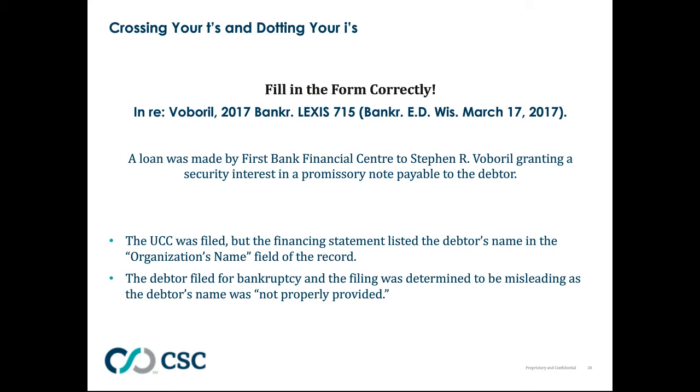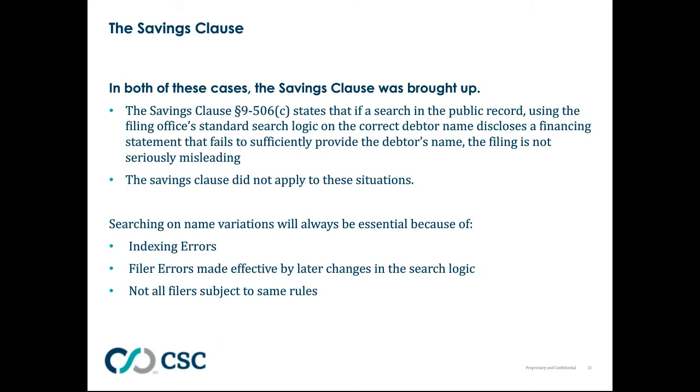Now, I do want to mention briefly the savings clause. In both of these cases, the savings clause was brought up. And what the savings clause states is that if a search in the public record using that filing office's standard search logic on the correct debtor name discloses a financing statement that has the debtor's name with like a variation, the filing is not misleading. So if I run a search out of the state with the name that should have been on the filing and it brings up one of these filings with a variation, then the filing is still perfected.